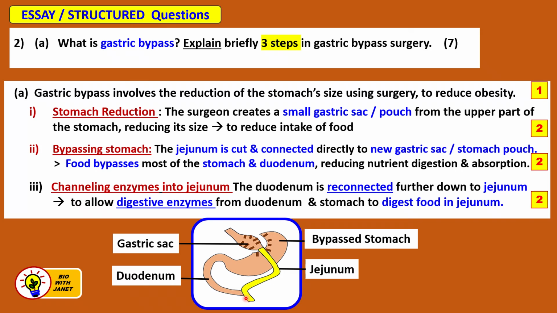Thirdly, channeling the enzymes into the duodenum. So the duodenum now is reconnected to the jejunum to allow digestive enzymes from the stomach, like the gastric juices, and from the duodenum, like the pancreatic juice, to be channeled to the jejunum, okay, to digest food in the jejunum.